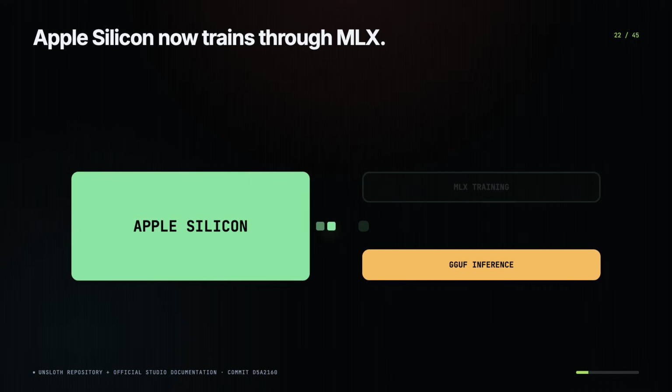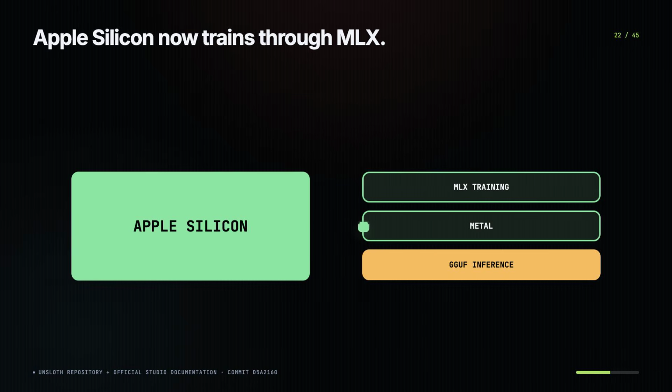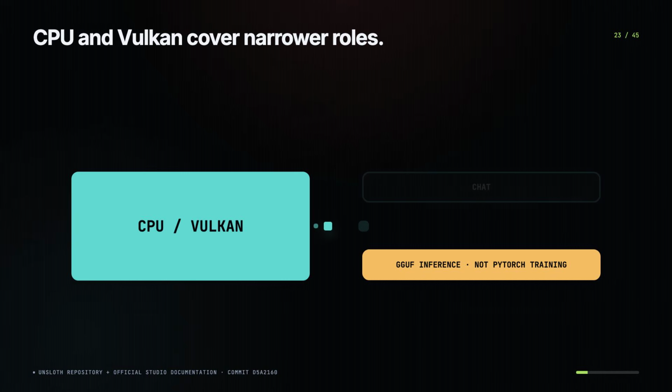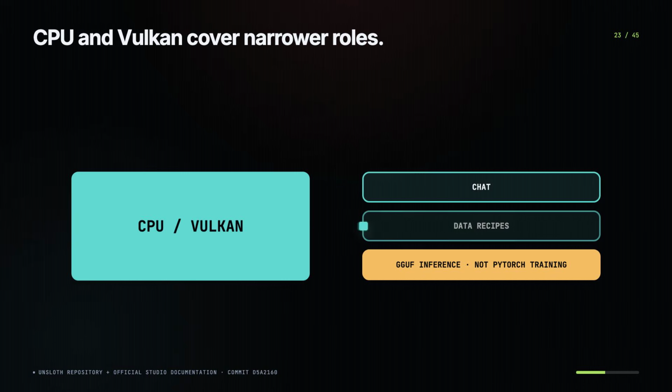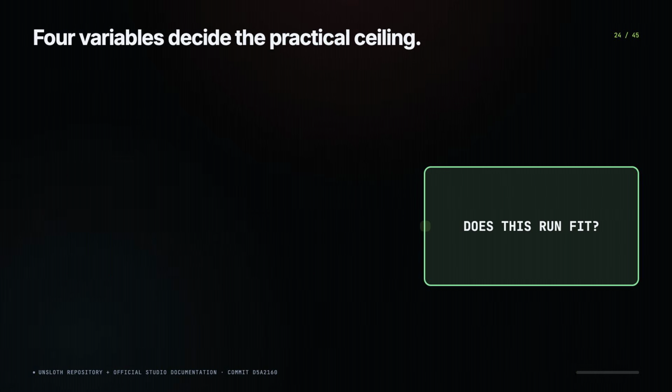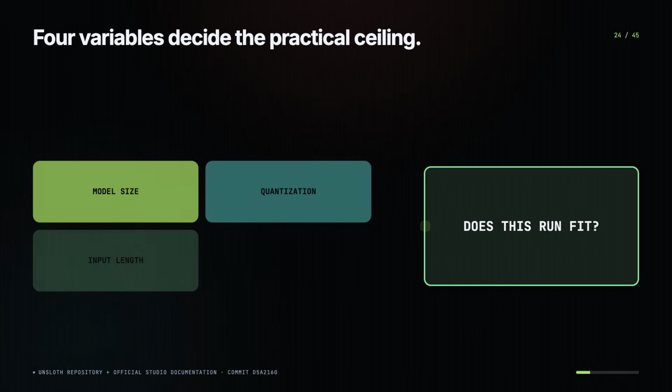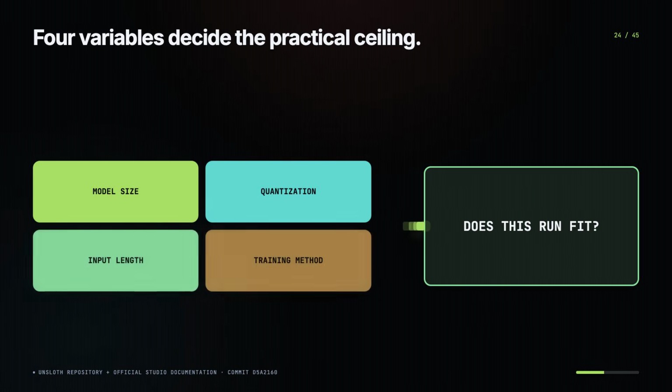Apple Silicon can train through MLX and run GGUF through Metal. That is current, not roadmap. CPU handles chat and data preparation. Vulkan accelerates some GGUF models. Neither makes every laptop a trainer. The ceiling returns to model size, compression, input length, and how much you train. Change any one, and the same machine may move from comfortable to impossible.